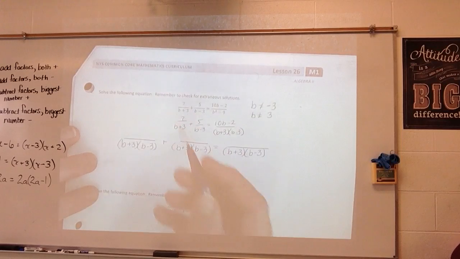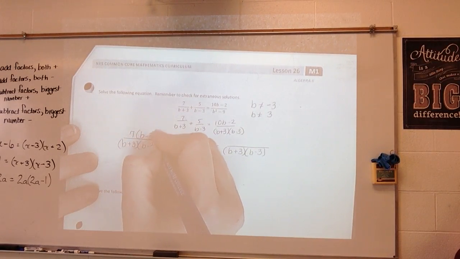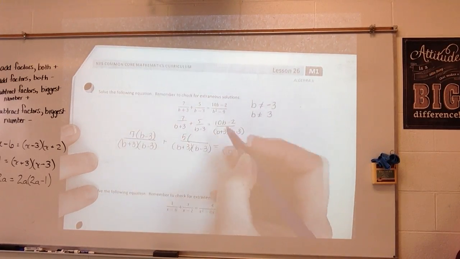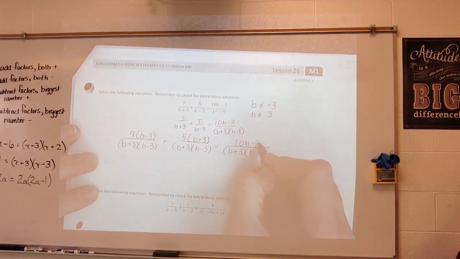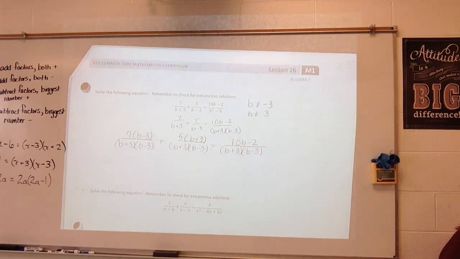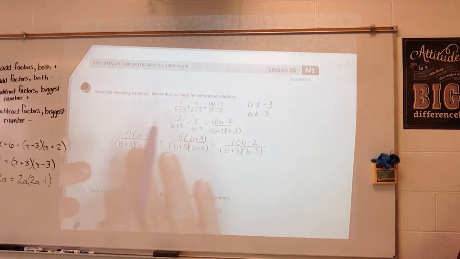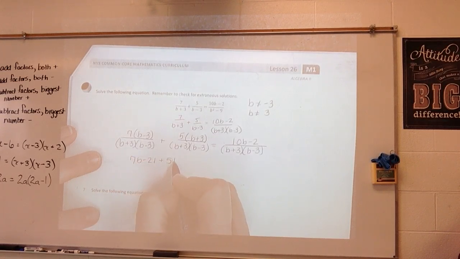Alright, so let's look at this. 7 is going to have to be multiplied by b minus 3. 5 is going to have to be multiplied by b plus 3. And 10b minus 2 does not have to be multiplied by anything because I have the full denominator. Common denominator tells me that I'm good. I can just go ahead and look at the top. So I'm going to factor through. So 7b minus 21 plus 5b plus 15 is equal to 10b minus 2.